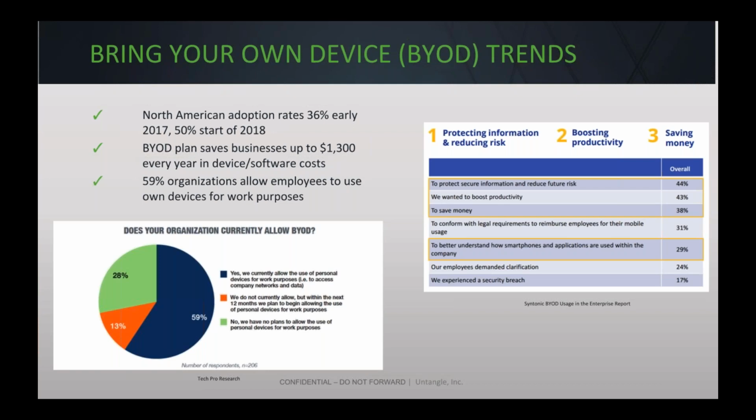You can see on the right some of the biggest reasons for allowing BYOD are to protect information and secure future risk. We want to reduce exposure no matter the device. So if I come onto your network with my cell phone, my tablet, whatever it is, it's better to know that I'm being filtered, that I'm actually protected behind something like Untangle, because it's going to cover a lot of different things, like I said, reducing risk. We want to boost productivity, saving money, then all the way down to employees' demands. Maybe they want to use their own devices rather than a company-owned device.